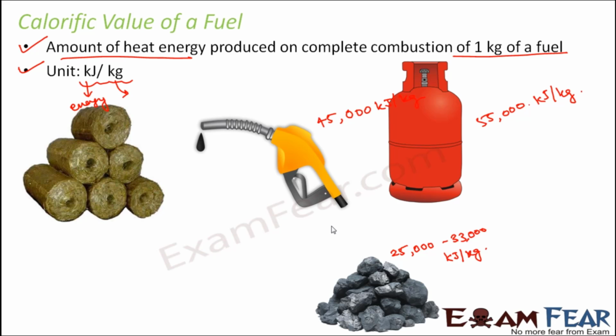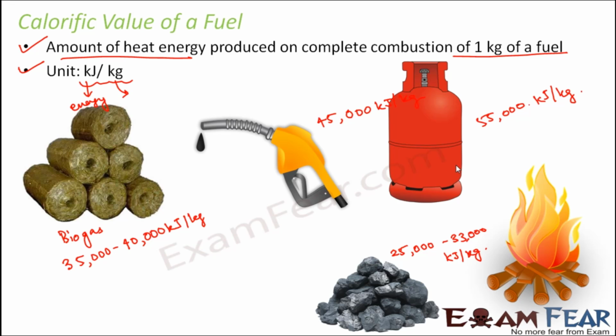You take the example of biogas. This biogas is formed from the remains of dead plants and animals. So biogas has a calorific value of around 35,000 to 40,000 kilojoules per kg. You think of wood. Wood has a calorific value of 17,000 to 22,000 kilojoules per kg. So if you compare all these values, you see the minimum calorific value is that of wood and the maximum calorific value is that of LPG.